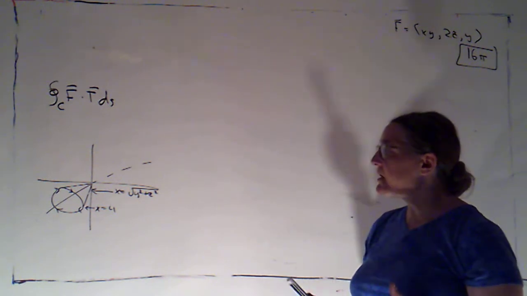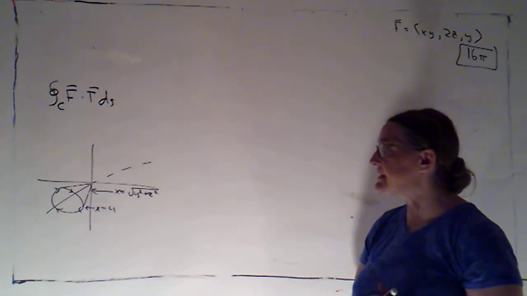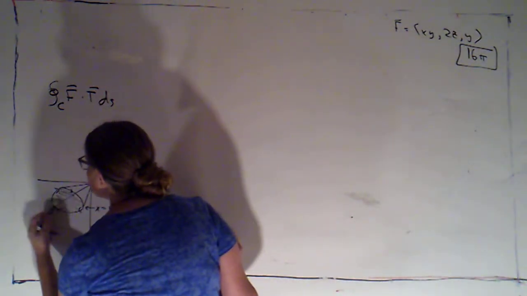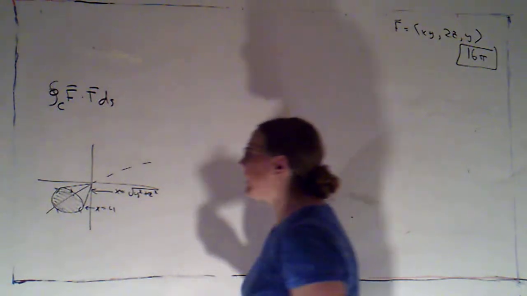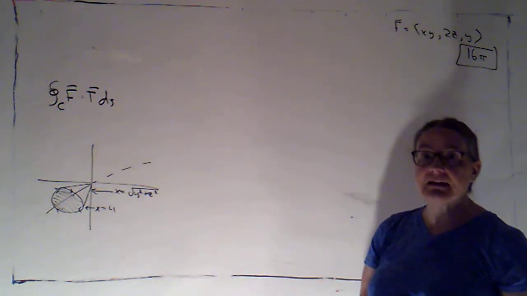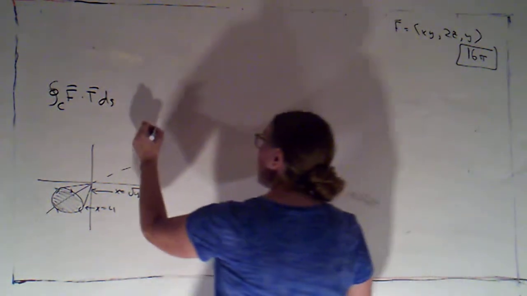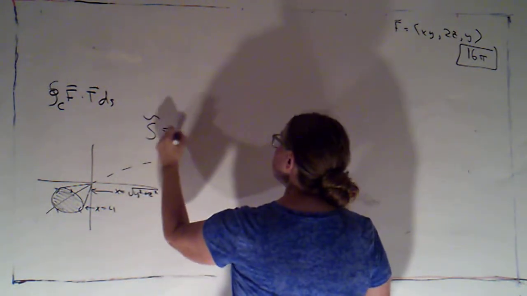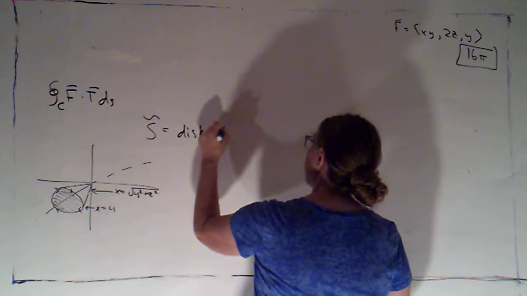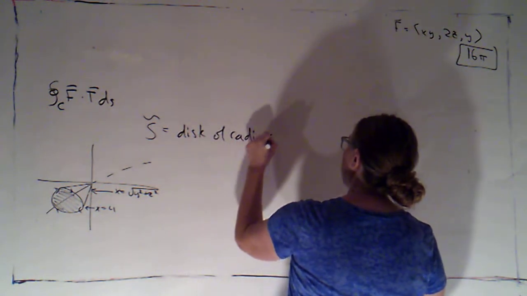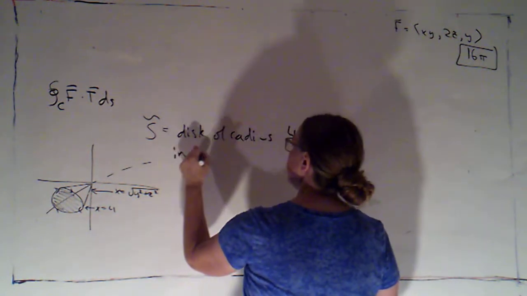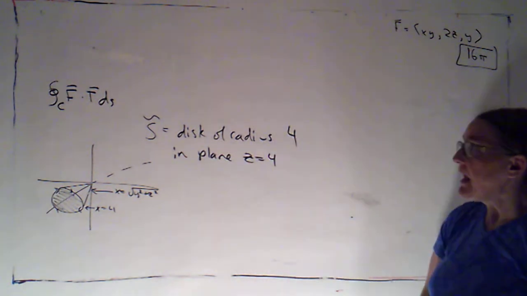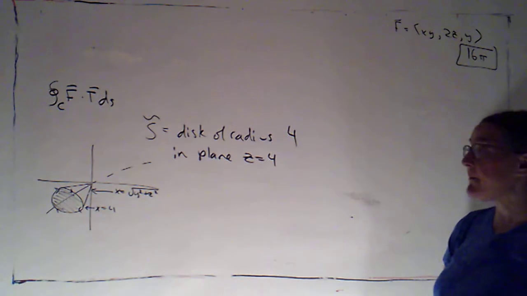Because I see a much simpler surface that has the same boundary curve. And that surface is just this disk of radius 4 in the plane x equals 4. So I'm going to call that S tilde. So S tilde is the disk of radius 4 in the plane x equals 4. Now, it has that same boundary curve.